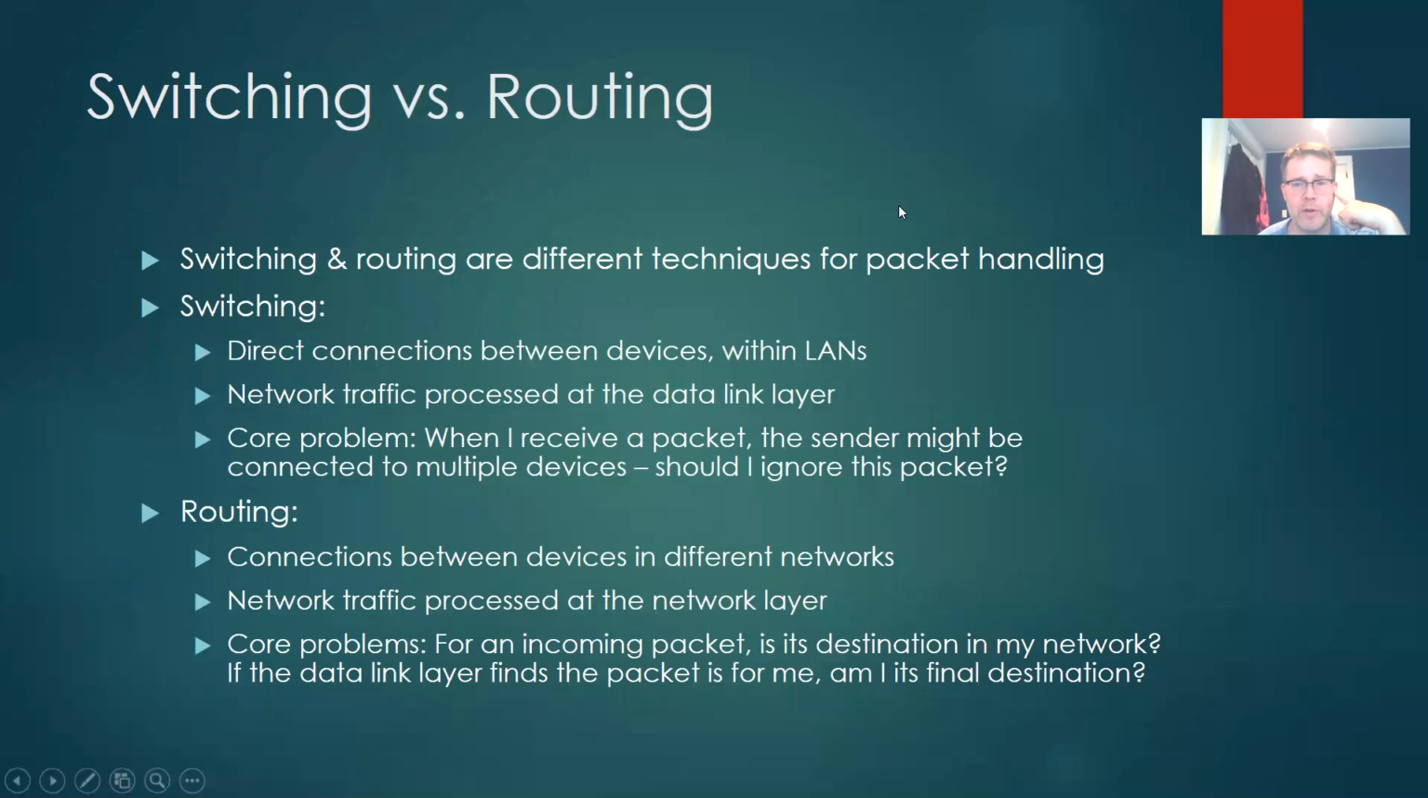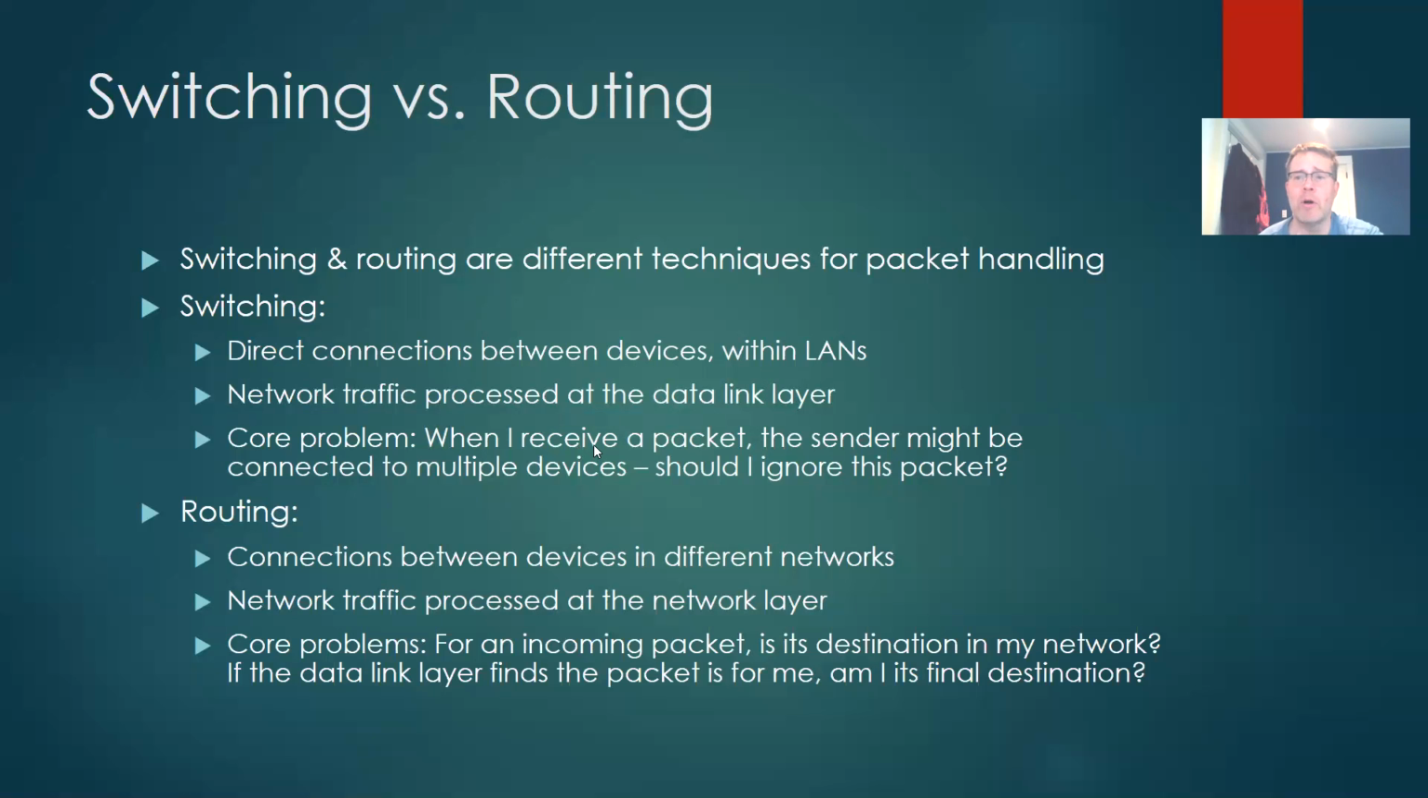All right, so the next thing, switching versus routing. Switching and routing are two different techniques for processing packets. Switching is direct connections between devices within local area networks. For example, if you have a bunch of devices in your house or in a computer lab, that's almost certainly a single local area network. And all of that gets processed at the data link layer.